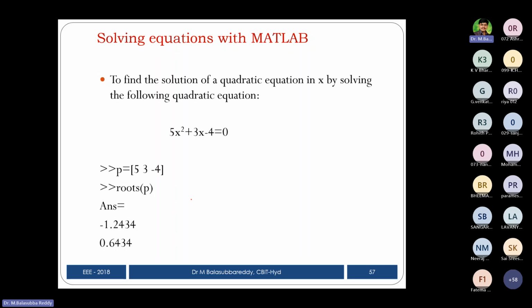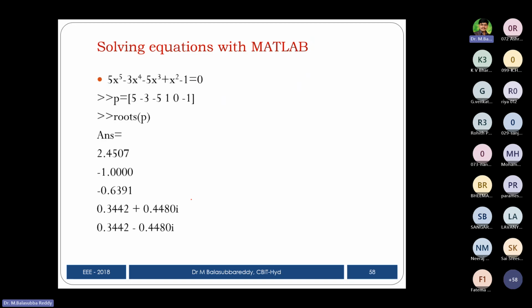But the thing is, while you are writing the coefficients, if any coefficient is missing, you must specify a 0. Otherwise, the order of the equation is going to change. That's why if x cube is there and x square is not there, the second coefficient must be 0. Like that you have to write. Now you can see this: x power 5, minus 3x power 4, and so on. Here one thing you can check: the fifth coefficient is there, 4 is there, 3 is there, 2, but the x power 1 term is missing. That's why there you have to make it a 0.